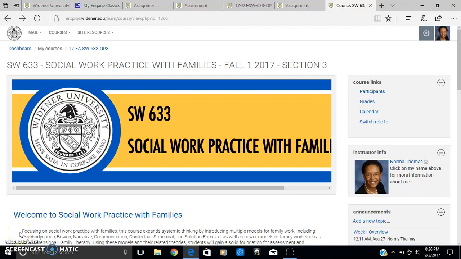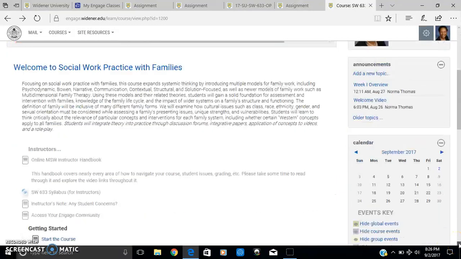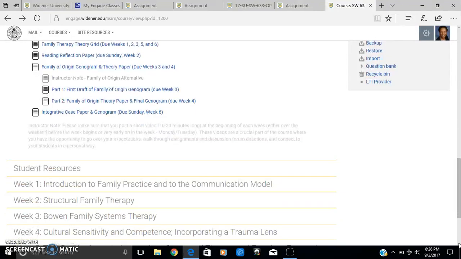Good afternoon. This is week 2 of Social Work 633, Social Work Practice with Families at Widener University Center for Social Work Education. So from the first page of the course, if you go down to week 2, you will see that this week is on structural family therapy.